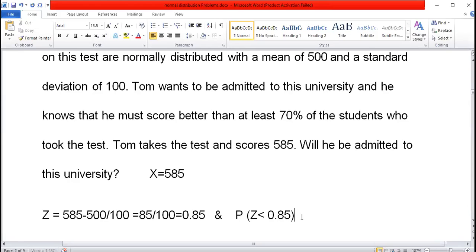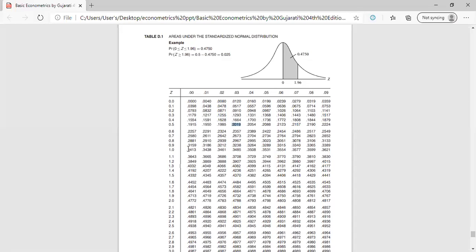Yes, Professor. Okay, let me go ahead and share the table. Probability that z is less than 0.85. So, Professor, this is 0.3023. Okay, let's see, 0.85 here, 0.3023. This part, okay, 3023. Okay, this is the value. Yeah, I got this point.